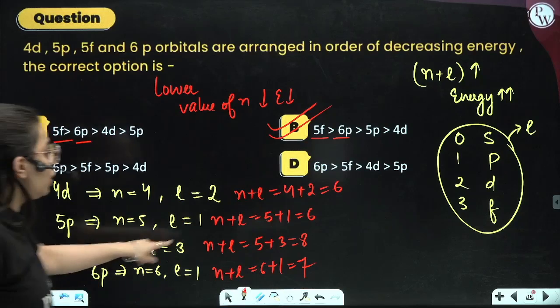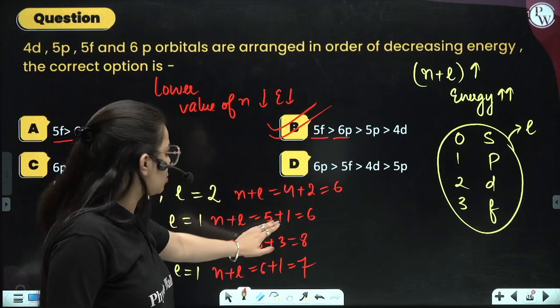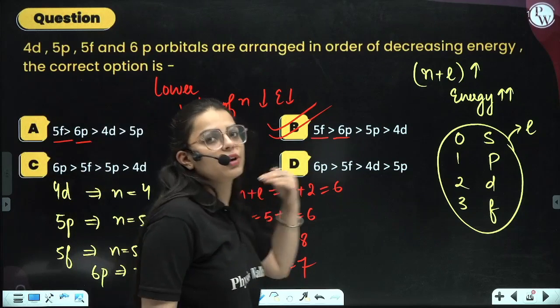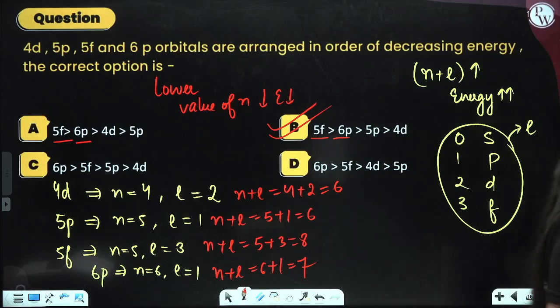Again I am saying, the lower the value of n, the lower the energy. So this will have more energy. That means 5p will have more energy. Great. Can we move on to the next part?